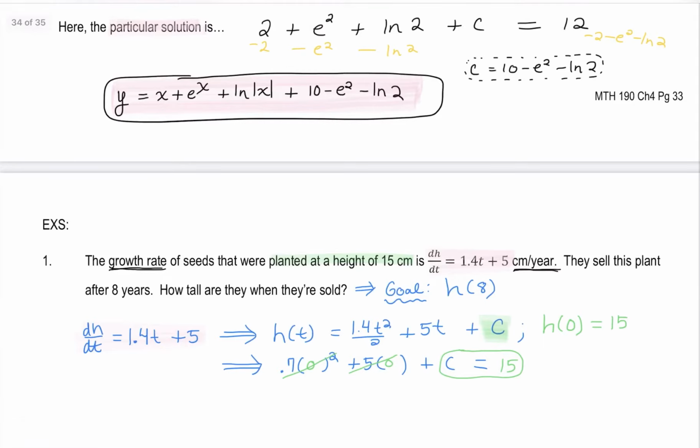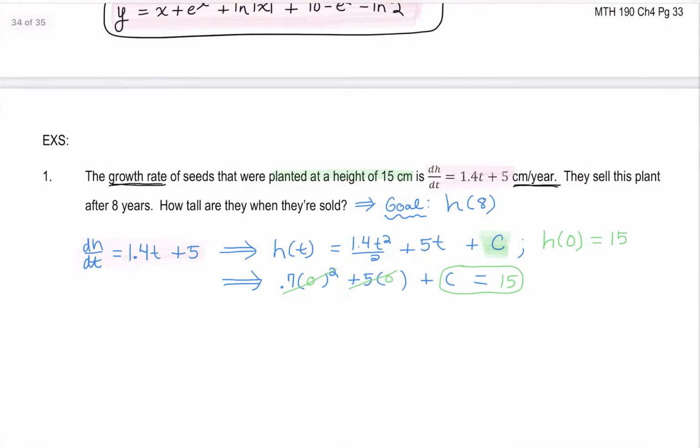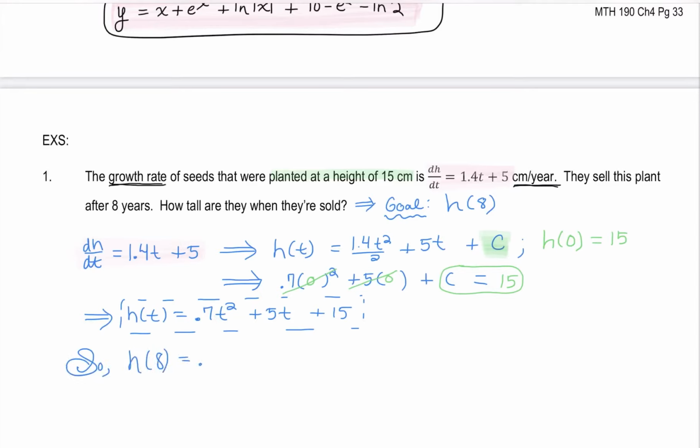So here's what we now know. We now have the particular solution: h of t is 0.7t squared plus 5t plus 15. Once we have that, we have everything we need to answer any question about the original function. So we can now answer our goal, which is simply to figure out what is h of 8. We would just sub that in.